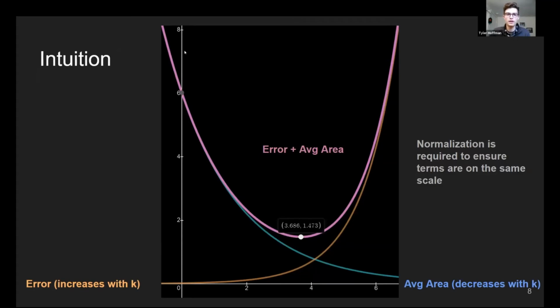So our average unit area decreases as you increase the number of clusters, because you have more clusters, so less area in each cluster. And the model error often increases with the number of clusters, because as you increase the number of clusters, you get more and more potential noise in the problem. So we normalize these two so that the terms are on the same scale, and then minimize the sum simultaneously.